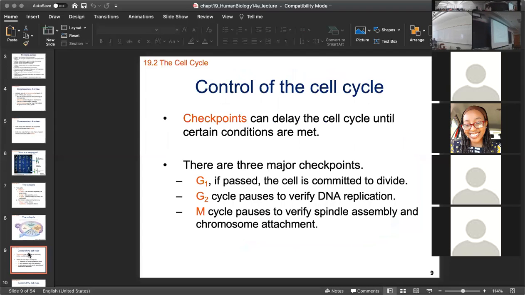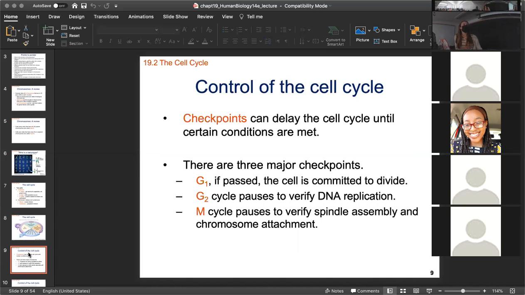Okay? There are checkpoints that can delay the cell cycle until certain conditions are met. So these checkpoints happen kind of in interphase. G1, if it's passed, the cell is committed to divide. At the checkpoint G2, the cycle pauses to verify that the DNA is replicated, which makes sense. We don't want to just keep moving uncontrollably and then make a mistake. We got some precious cargo there, right? This is the most important DNA ever. So at the M checkpoint, the cycle pauses to verify the spindle assembly and the chromosome attachment.